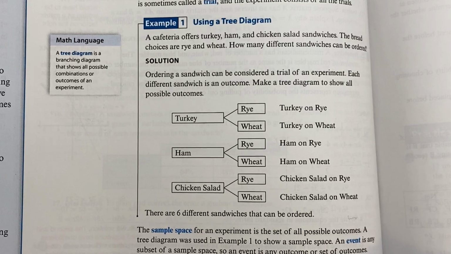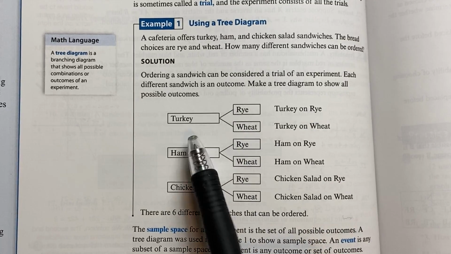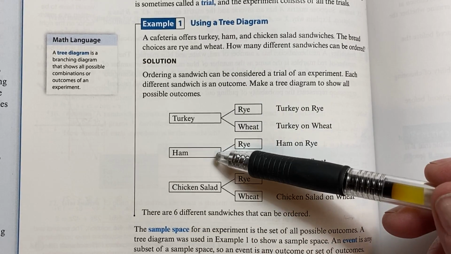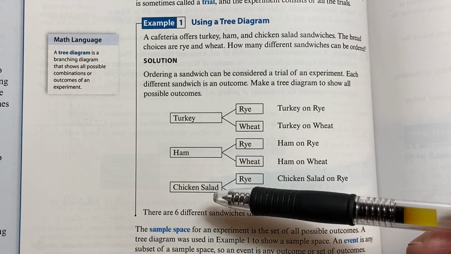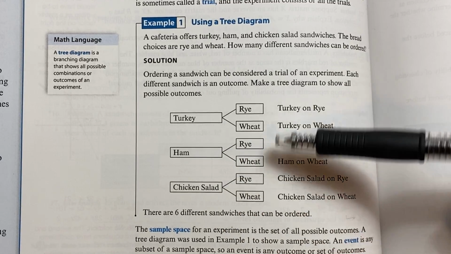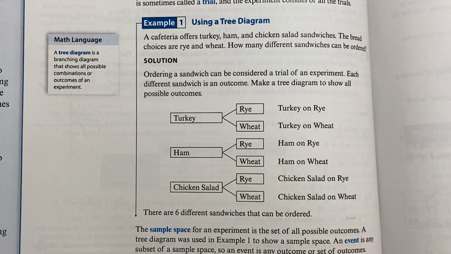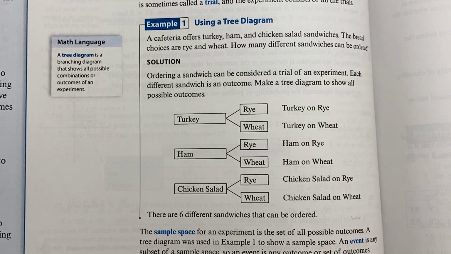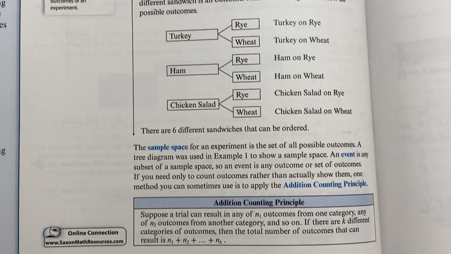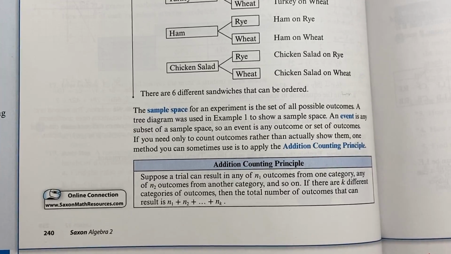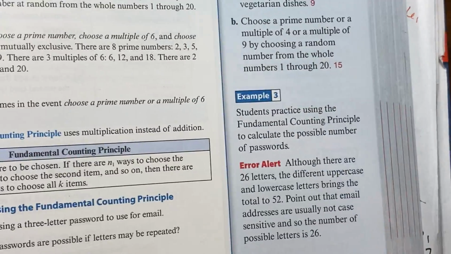First, we need to consider the outcomes. I can have a turkey on rye or wheat. I can have a ham on rye or wheat. I can have a chicken salad on rye or wheat. So there's a total of 6 different sandwiches that can be made. Okay, that is going to be considered our outcome or our sample space. If we consider the counting principle.